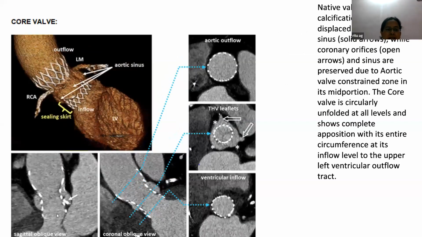And that is a CoreValve. So you can see that part of it starts from the annulus, goes into the sinus, aortic sinus, and extends partly into the aorta. This calcium here is a native valve, which is displaced peripherally because of the TAVR valve. And this is how it looks at the inflow, at the level of the sinus and into the aorta.